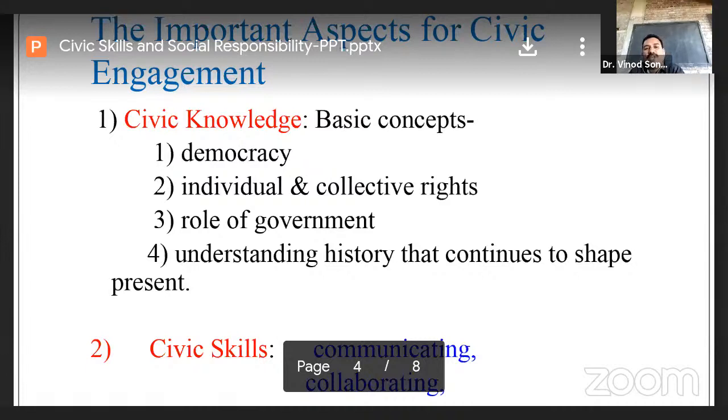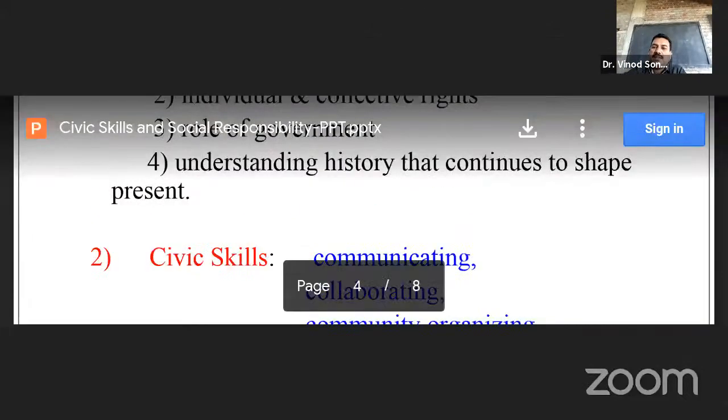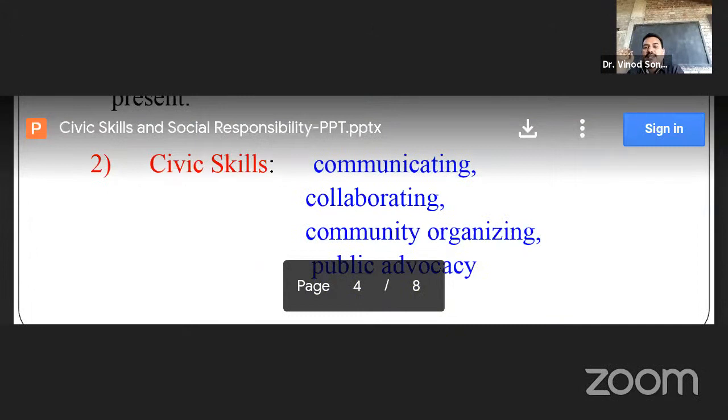As we are discussing civic engagement, we have to engage ourselves in civic activities. At that time, we should have this knowledge. This civic knowledge we need. Without this basic civic knowledge, I think it is not possible for us to engage in civic activities and to become good and responsible citizens of India. Now, let us move towards the second requirement. The second requirement is civic skills.